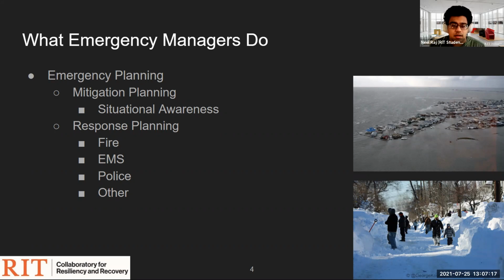Now, the other form of planning that emergency managers do is response planning, which deals with resources such as fire, EMS, police, and other resources, including tow trucks, the water department, social workers, and debris removal. Overall, there are two tiers of responders used in response planning.